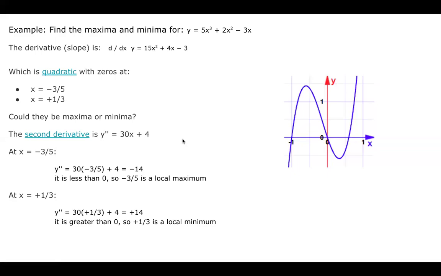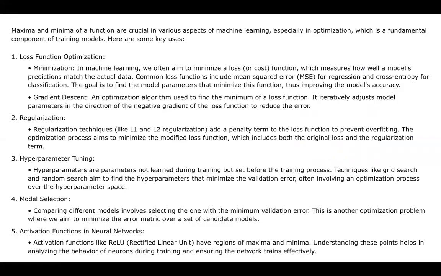Now, where is it used in machine learning? We are trying to find the maximum or minimum of a function. So we use it in loss function optimization. Loss function is nothing but the cost function of a model which we use while training it. We try to minimize the loss, and we try to find it using gradient descent.